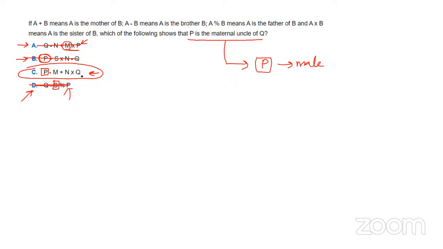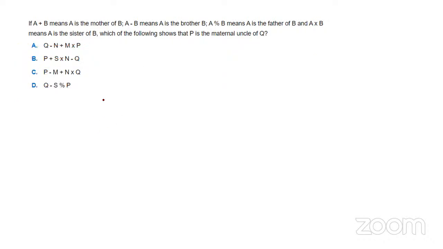Correct. So let me help you draw the family tree of option C. That's the right answer, right? P minus M. That means P is the brother of M. So let me draw P is a brother. That means P and brother.